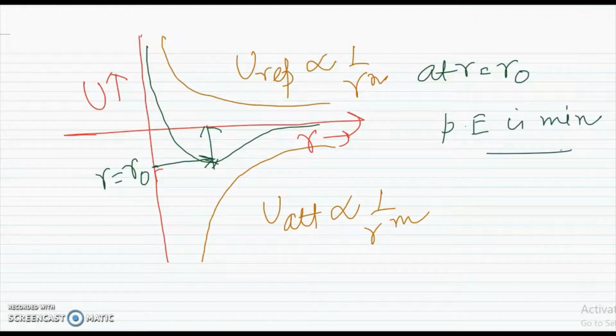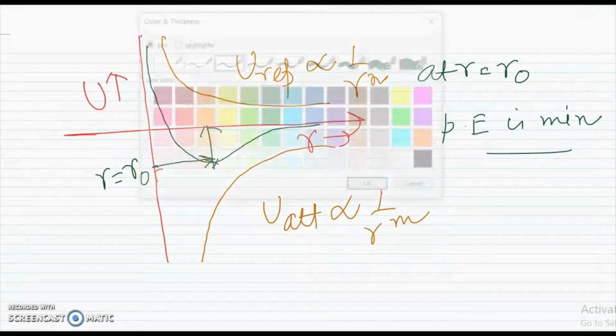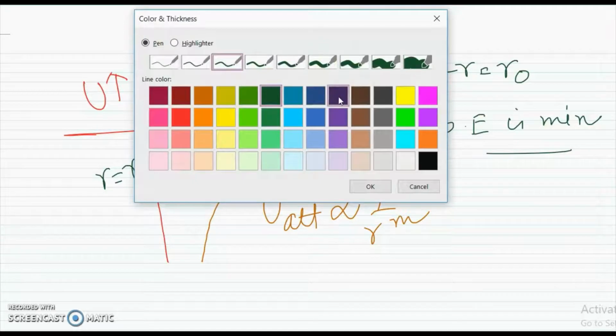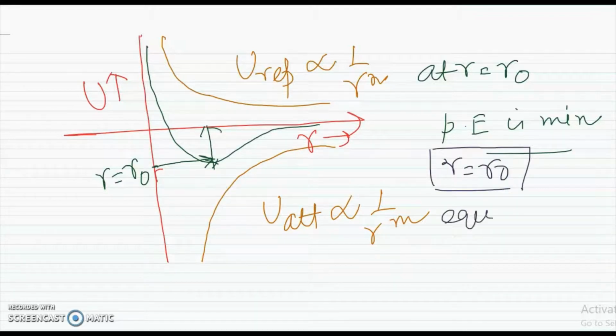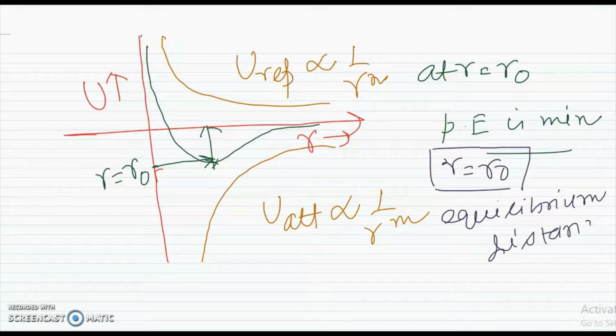So now R is equal to R0, it is called the equilibrium distance. R is equal to R0, the equilibrium distance between the two atoms which are going to form the molecule.